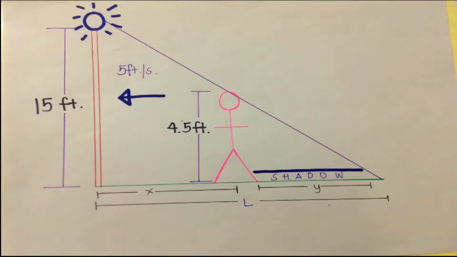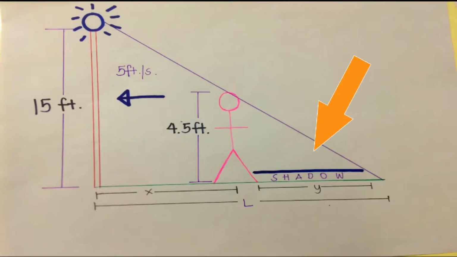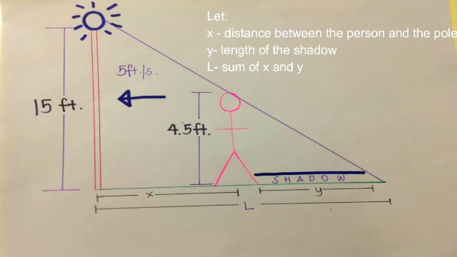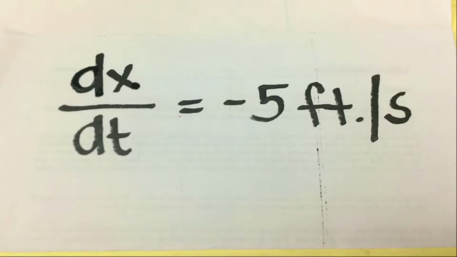Here is an illustration of the problem. Not all of the light from the bulb reaches the ground because there is a person blocking it, which explains why there is a shadow formed. Based on the illustration, the distance between the person and the pole can be denoted by x. y can be the length of the shadow, and L will be the sum of x and y. The remaining given in the problem is dx/dt, and it is negative since the person is walking towards the pole, so the distance x is decreasing.